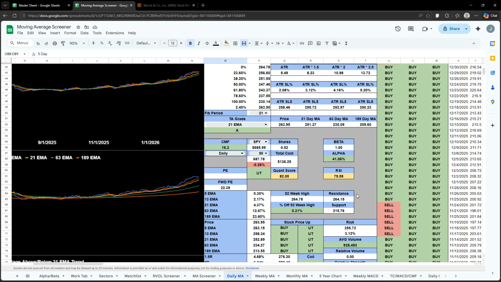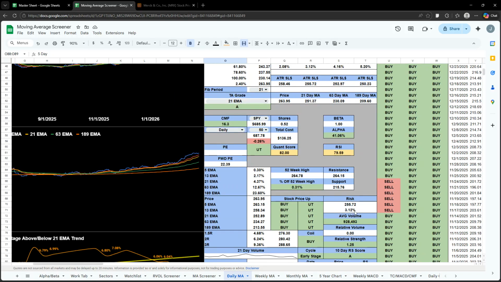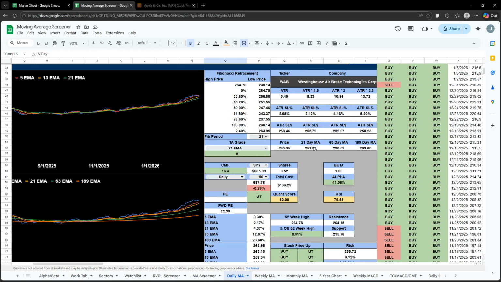So if I had to pick between Westinghouse Air Brakes and AOS, I would pick Westinghouse Air Brakes, ticker WAB. And these are just 1.5 times ATR for stop loss. They're not recommendations or anything, just something you can use. You can use whatever you want. These are different numbers here. I pick the 1.5 times ATR for my stop loss.